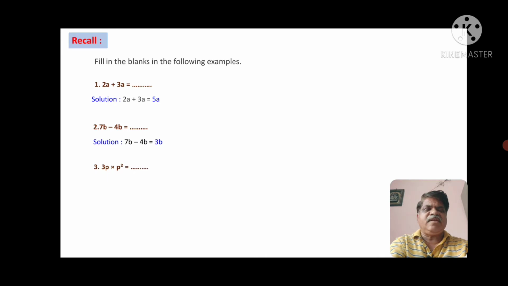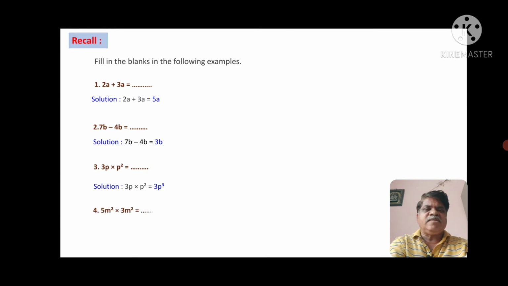3p into p square. Here the product is there. In order to solve this, we must use the laws of indices, like a raised to m into a raised to n is equal to a raised to m plus n. So here p is used rather than a. In 3p, p has the index or the power as 1. So 1 plus 2, that will be 3. So the result will be 3p cube.